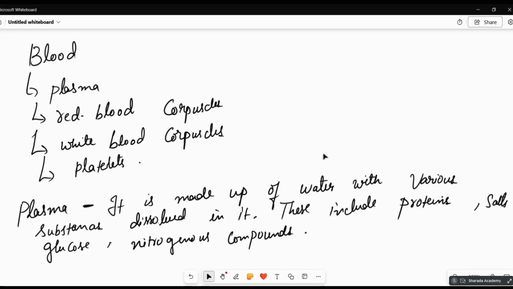So mainly it contains water content, and with that it also has proteins, salts, and glucose as dissolved matter. Red blood corpuscles, white blood corpuscles, and platelets are suspended inside this plasma. Blood cells are suspended in the plasma.